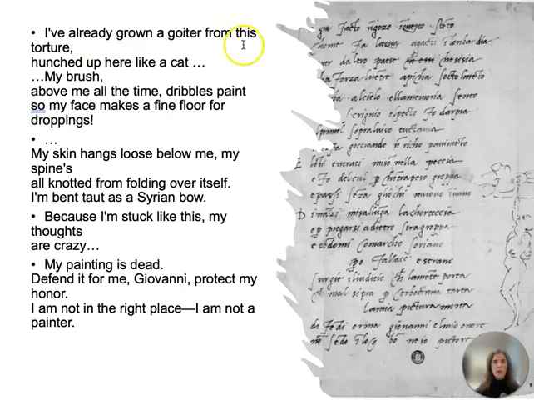I've grown a goiter from this torture, hunched up here like a cat, my brush above me all the time dribbles paint, so my face makes a fine floor for droppings. My skin hangs loose below me, my spine's all knotted from folding over itself. I'm bent taut as a Syrian bow. Because I'm stuck like this, my thoughts are crazy. My painting is dead. Defend it for me, Giovanni. Protect my honor. I'm not in the right place.